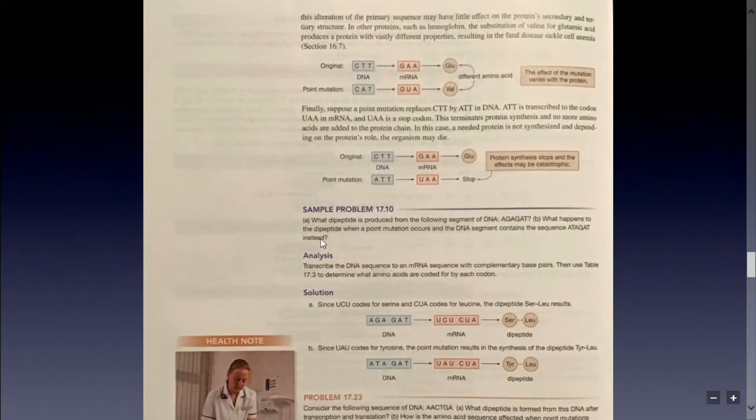So, here's a sample problem. What dipeptide is produced from the following DNA? Okay, well, if there's the DNA, before we even make a peptide, we need to make a transcript. But let's finish this problem. B says, what happens to the dipeptide when a point mutation occurs and the DNA segment contains the sequence ATGAT?